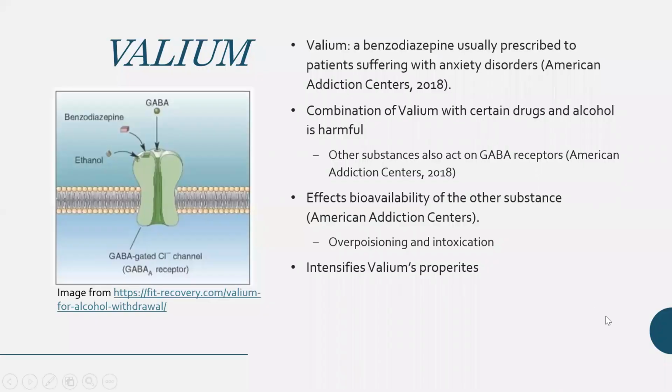With the focus on GABA receptors, we are now going to explore central nervous system depressants. One central nervous system depressant that acts on GABA receptors is Valium. Valium is a benzodiazepine that is usually prescribed to patients suffering from anxiety disorders. When this drug is taken by itself, it is relatively safe, but the harmful dangers increase dramatically from combining Valium with other drugs and alcohol. This is because these substances also act on the GABA receptors.